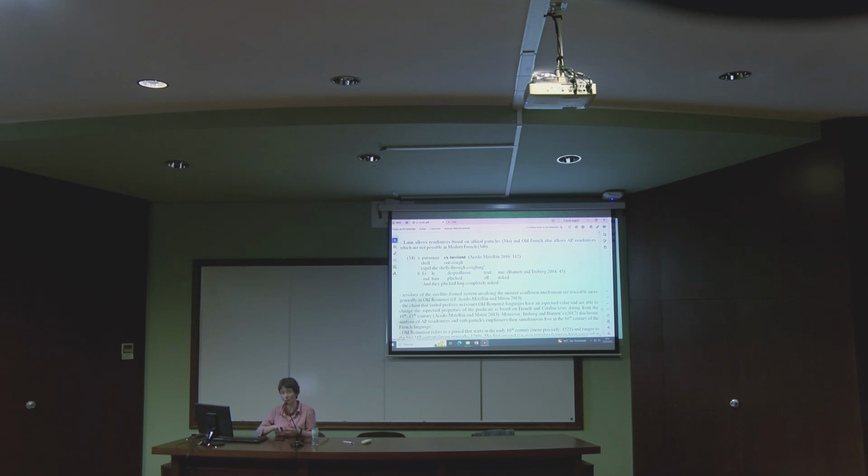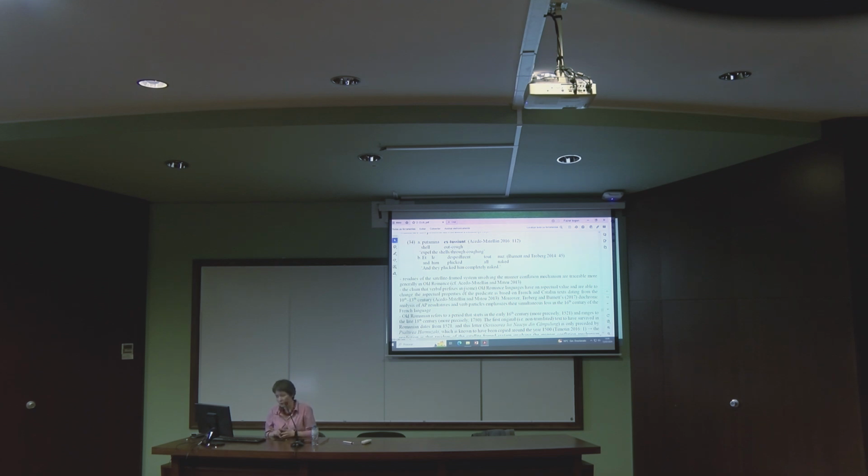The claim that verbal prefixes in at least some Old Romance languages have an aspectual value and are able to change the aspectual properties of the predicate, turn it from an atelic verb into a telic VP, is based on French and Catalan texts dating back from the 10th, 13th century. Moreover, according to one diachronic analysis of AP resultatives in French and verb particles, it seems that these constructions disappeared in the 16th century of the French language.